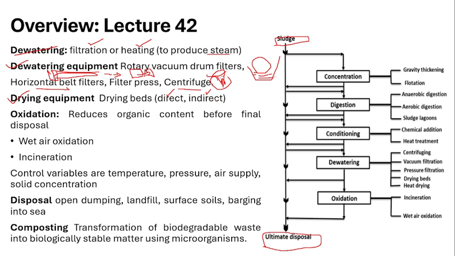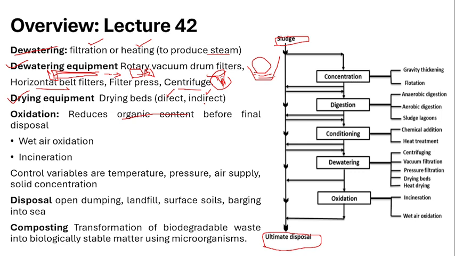Okay. Next step is the oxidation. Why oxidation is essential in the sludge treatment: some amount of organic content will be left even after the secondary treatment. So to reduce the organic content before disposal, we are using this oxidation method. It can be a wet air oxidation method or it can be an incineration method.